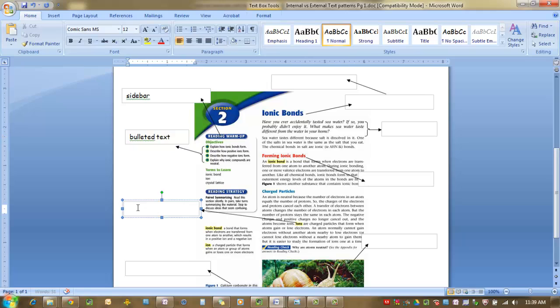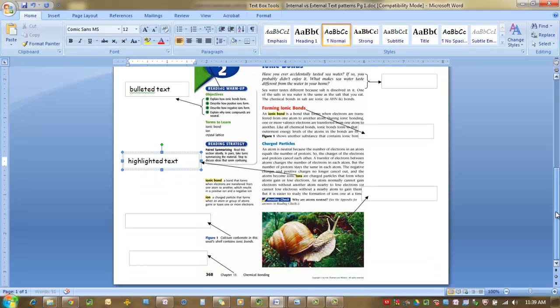This is highlighted text. And you guys know we highlight things in our docs all the time. Highlighted text. And you can do it in yellow, but you could do it in blue or green or pink.